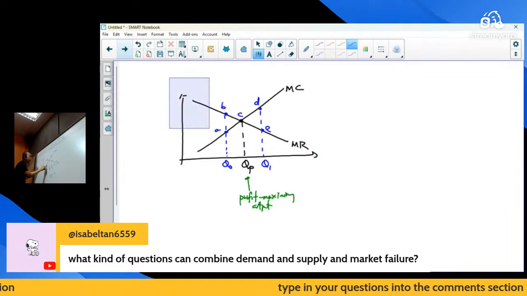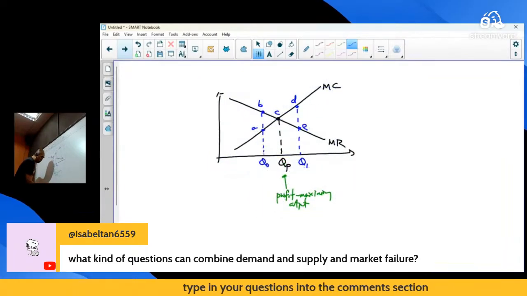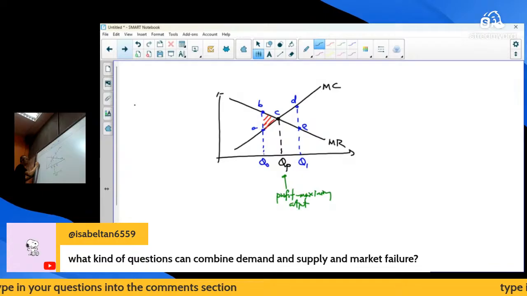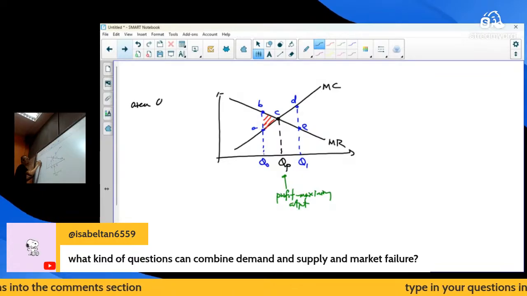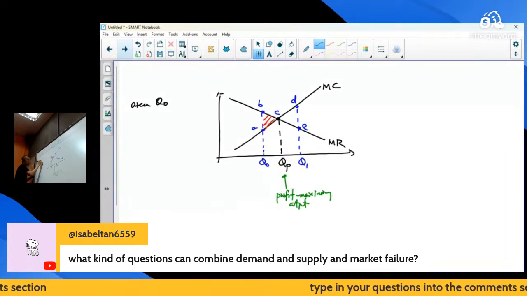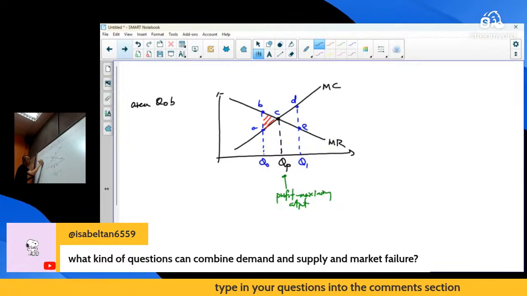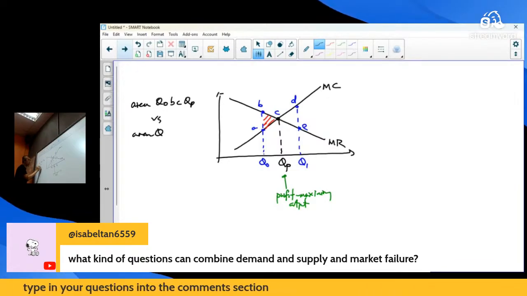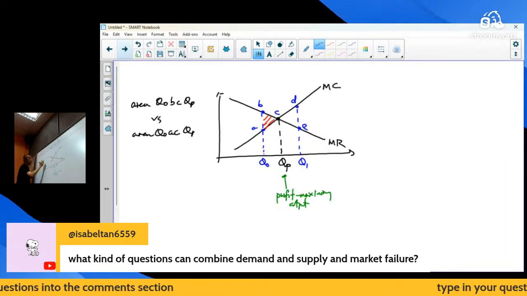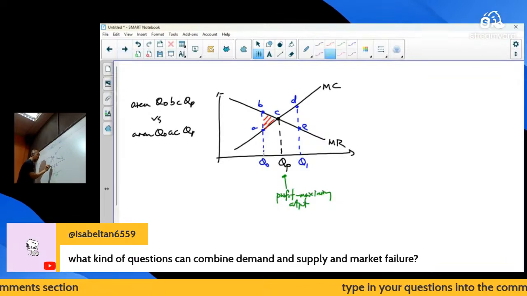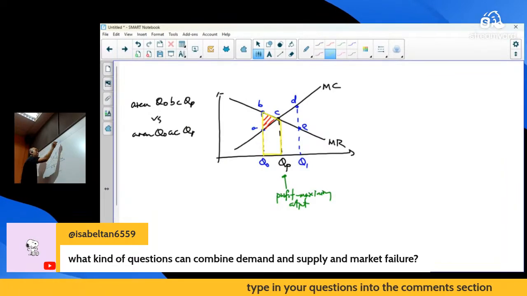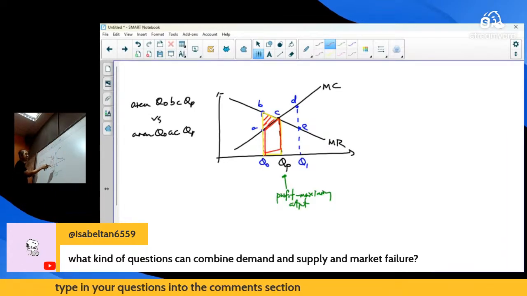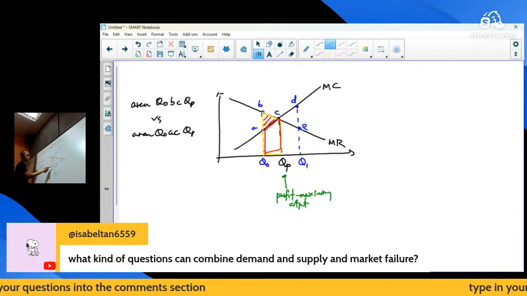So on the left-hand side, to conclude that the firm is actually better off, you compare area Q0BCQP versus area Q0ACQP. So where is Q0BCQP? Q0BCQP versus area Q0ACQP, to show that there's a net gain to the firm if they move from Q0 to QP.